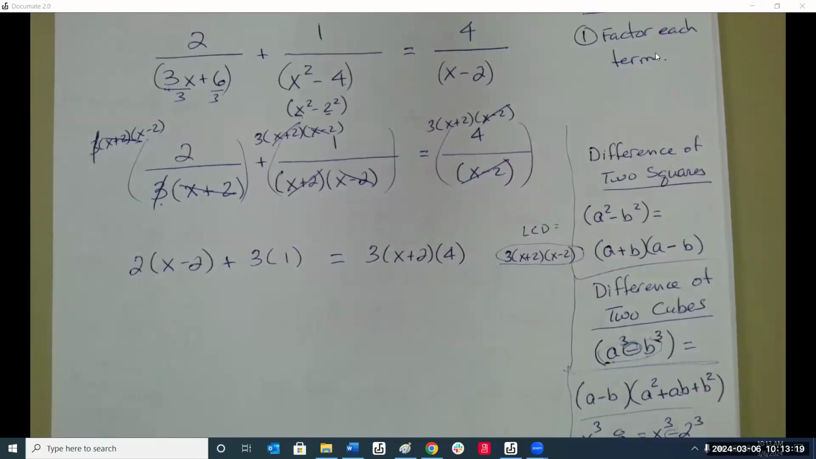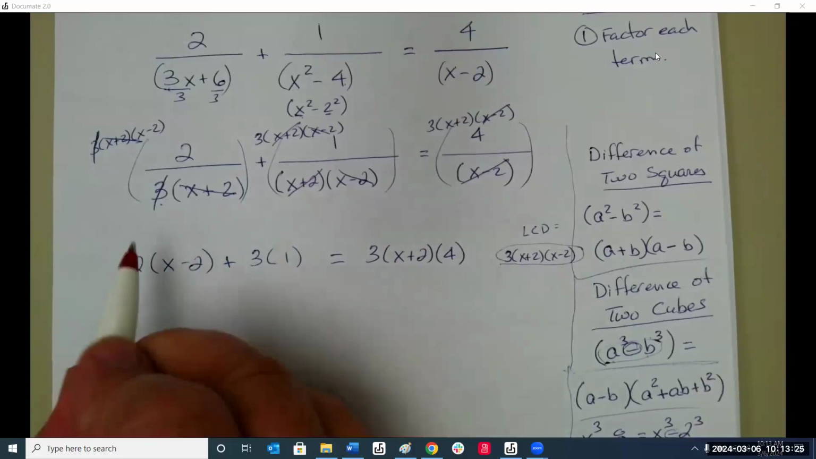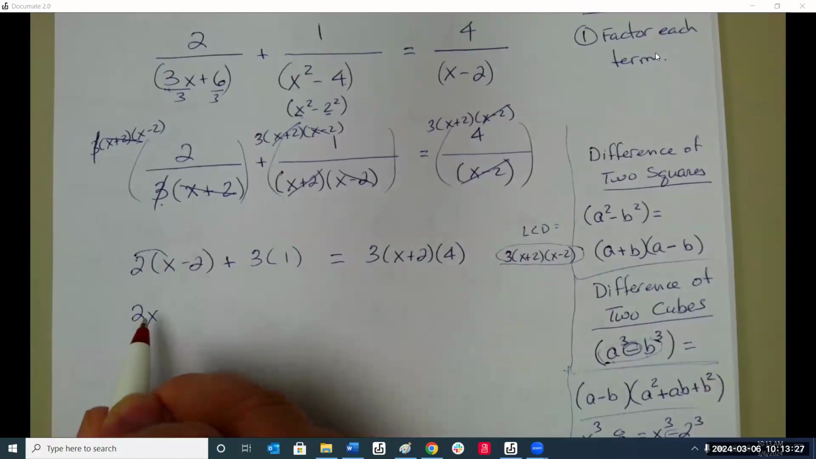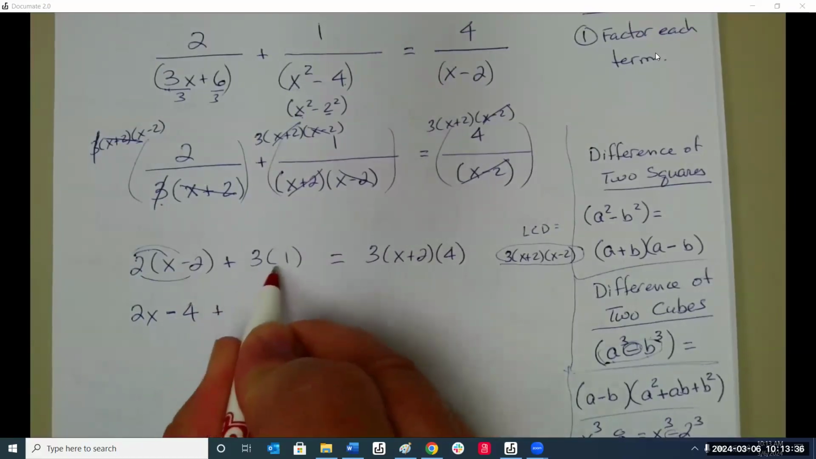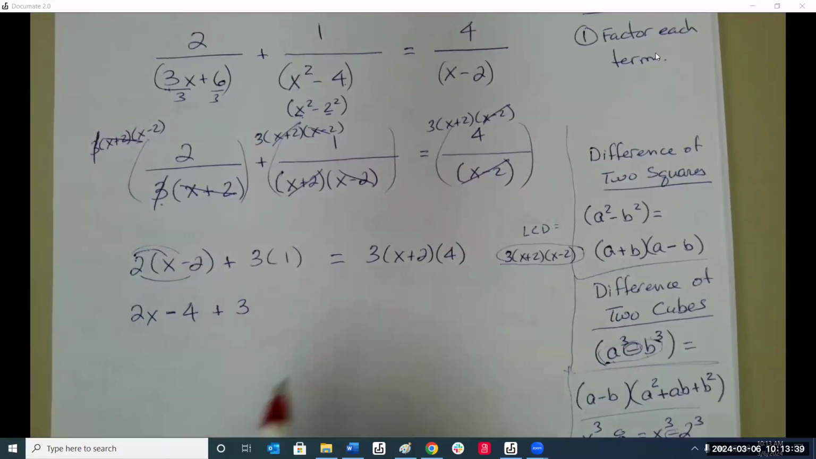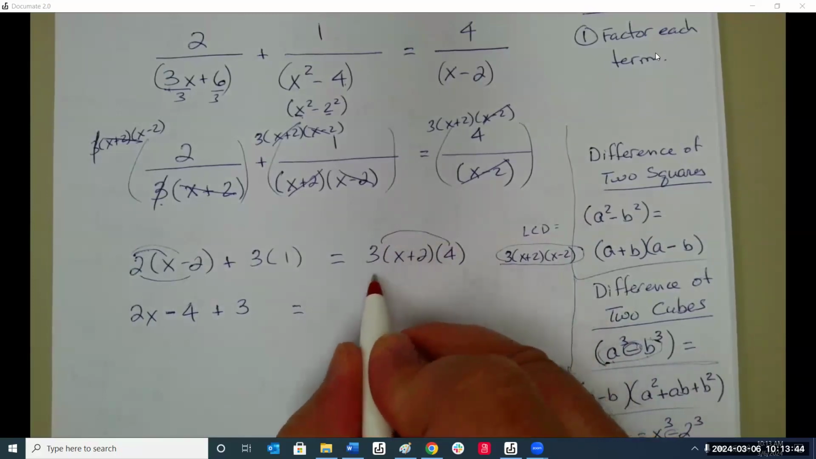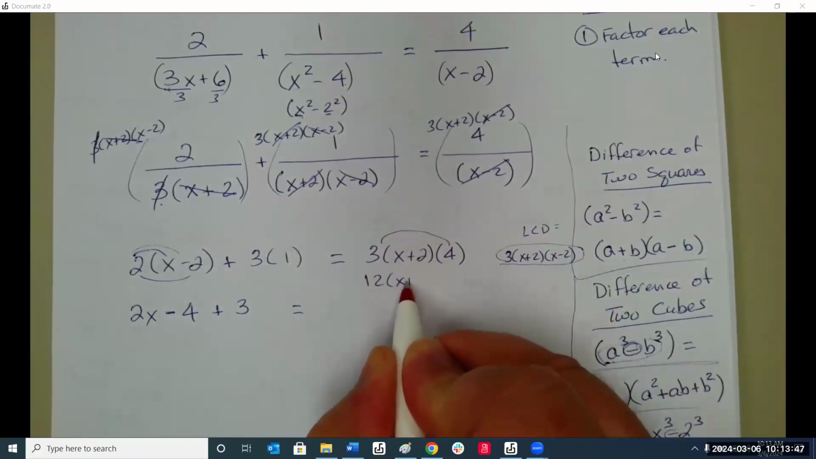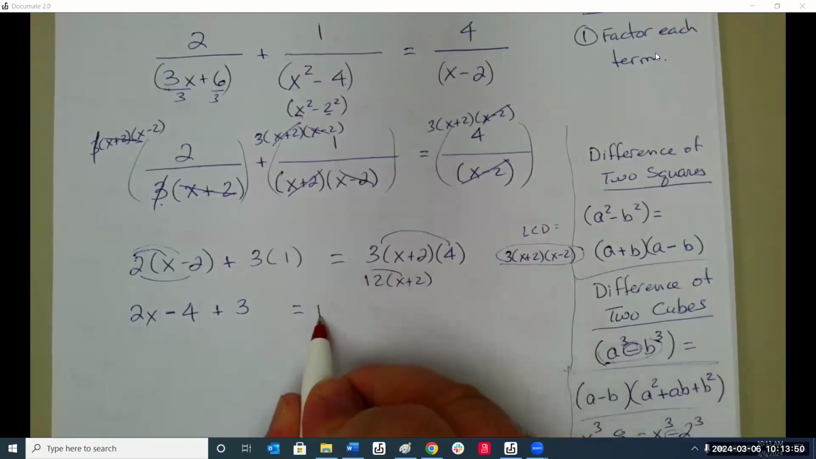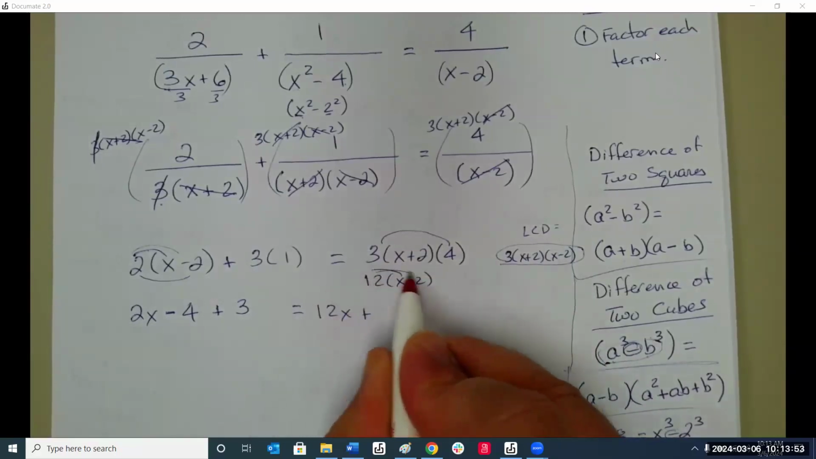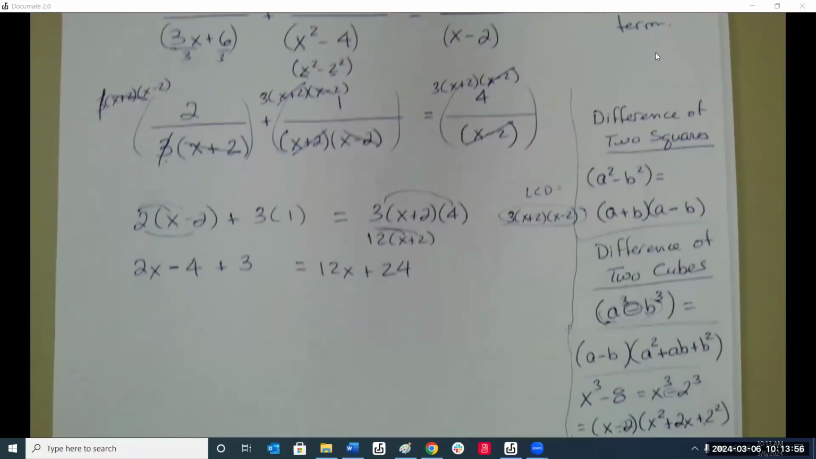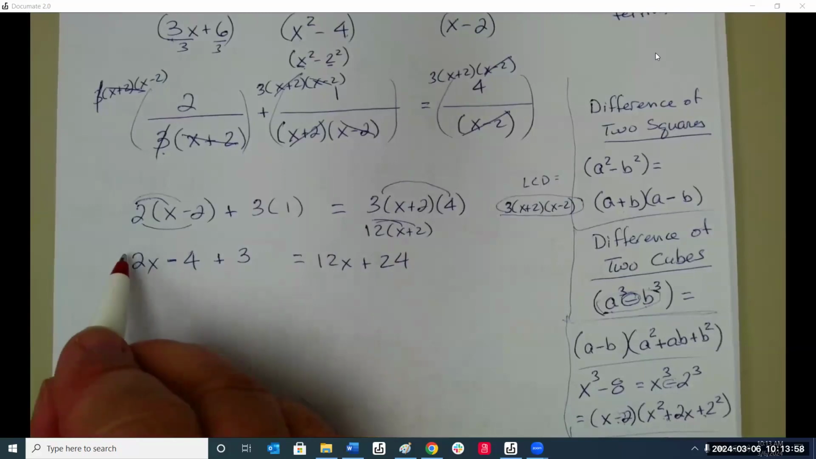Next step, multiply to get rid of the parentheses. So 2 times x is 2x. Positive times negative is negative. 2 times 2 is 4. 3 times 1 is 3. 3 times 4 is 12. We've got 12 times x plus 2. So we have 12 times x is 12x. Plus 12 times 2 is 24. So now we have this.